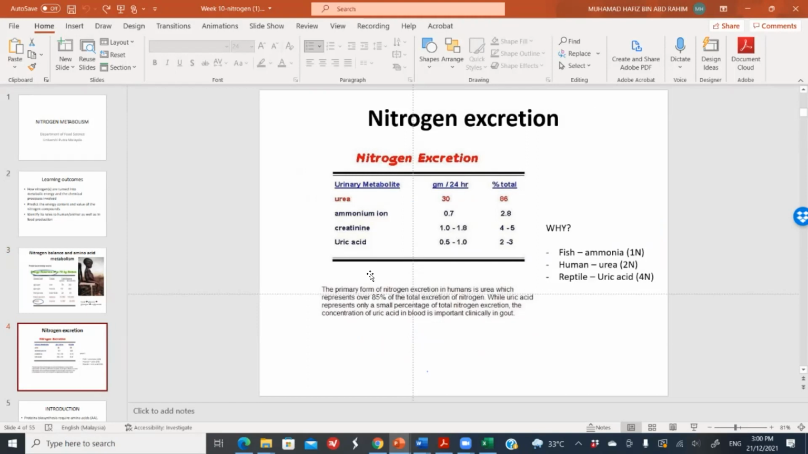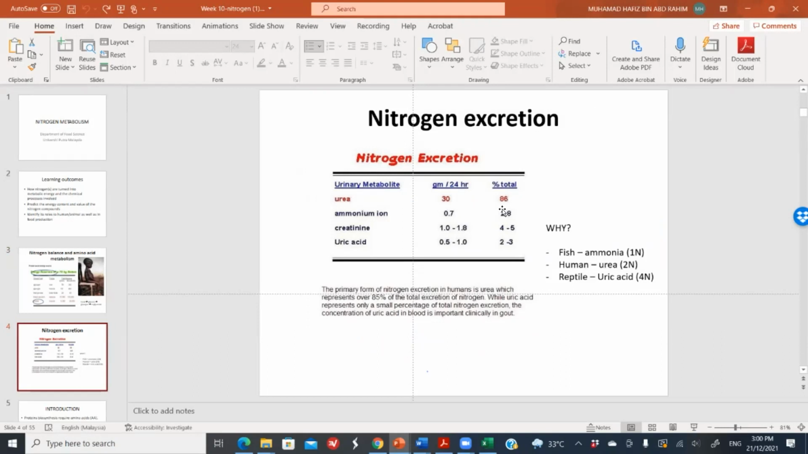Okay, in human, we always excrete the extra protein that we have. For example, if you take a lot of protein and so on, you will probably urinate more, okay, pergi ke toilet lebih, because there will be a lot of nitrogen that need to be excreted out from your system. Okay, in human being, the major type of the nitrogen excretion is urea, which is about 86%.